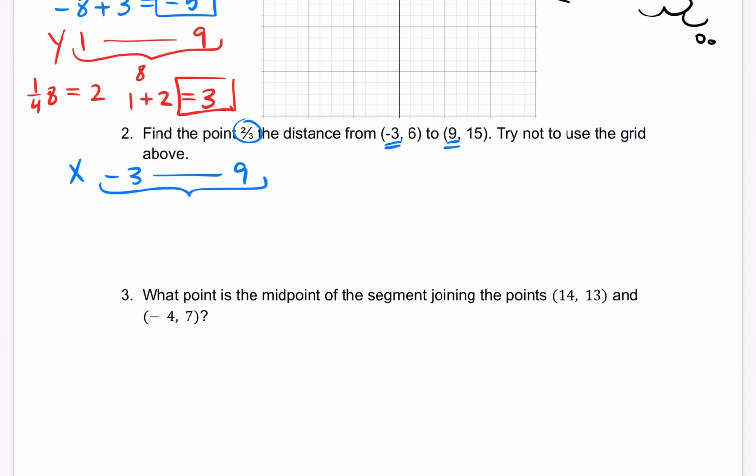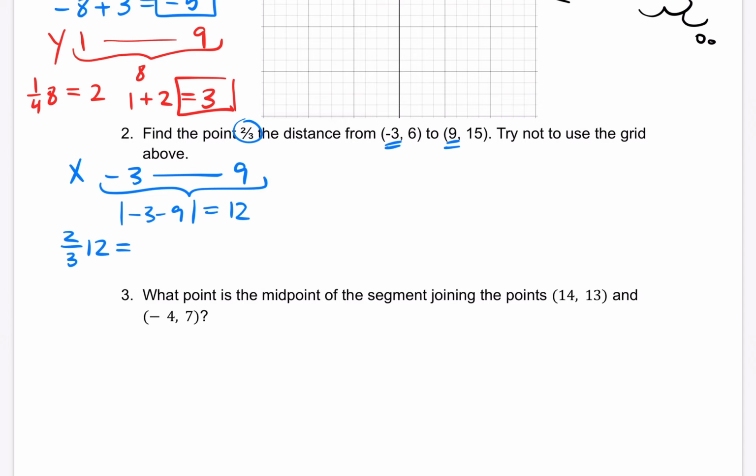So let's see. Absolute value of -3 minus 9 is equal to 12 again. So we have a 12 again. This time we want 2/3 of 12. 12 is a pretty good number to pick for these. Well, 12 split into thirds. Maybe you don't know immediately.